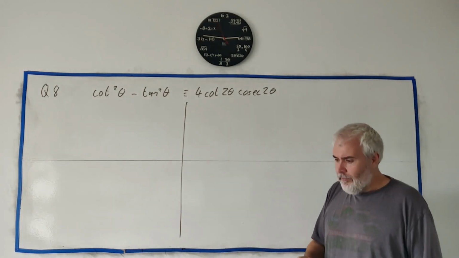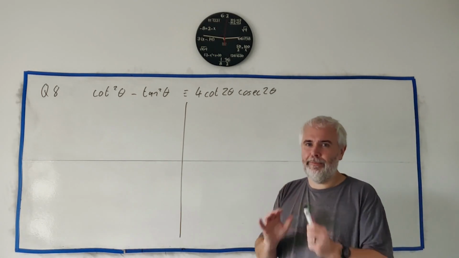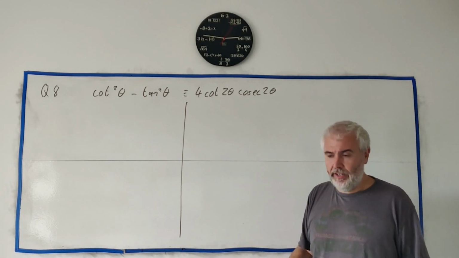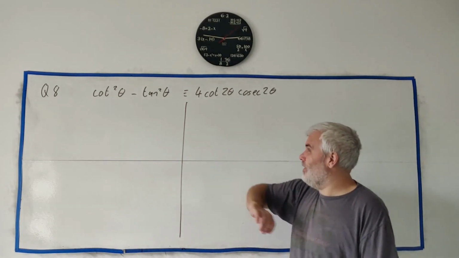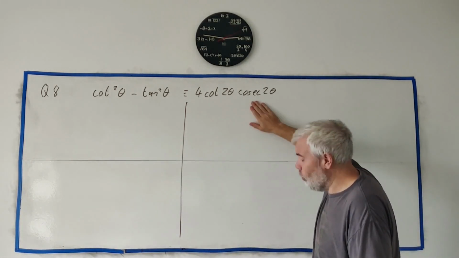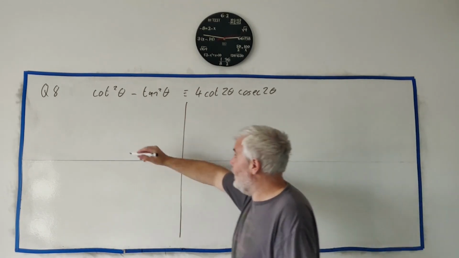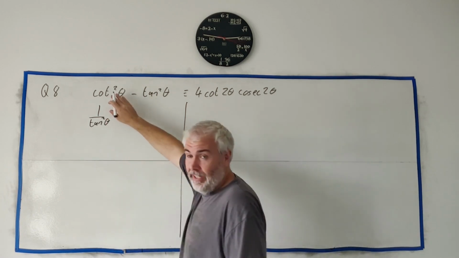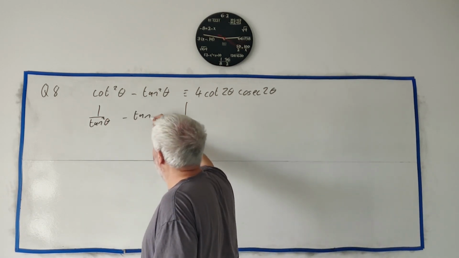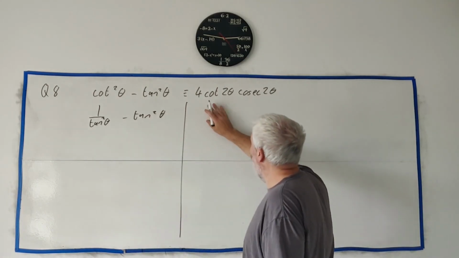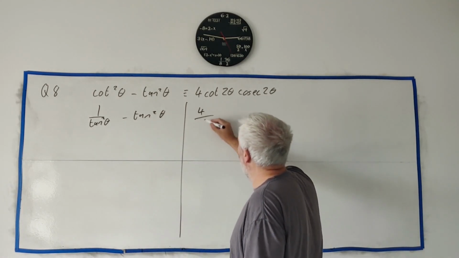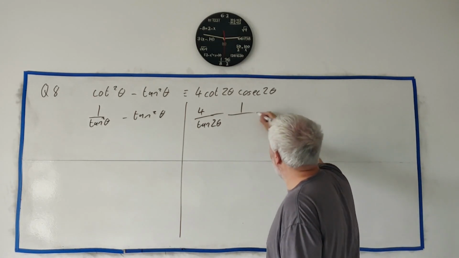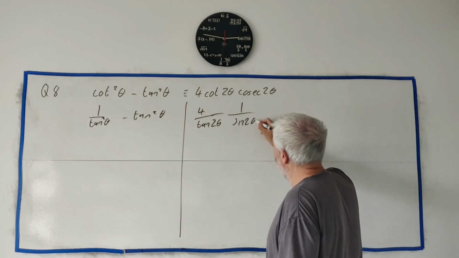Okay, so what do I do? First thing I do, I try and put everything into the simplest forms I can. And usually that means into sine and cosine, or at least down to tan. I do not like cotan and cosec. I just don't use them. So first thing, I'd rewrite this as 1 over tan squared. That's all it is. It's 1 divided by that minus tan squared on this side, and this becomes 4 over tan 2 theta, multiplied by 1 over sine 2 theta.